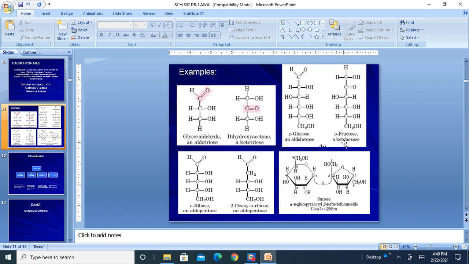Now, glucose is an aldohexose. That's 6 carbons, and it mostly exists in the aldehyde form. The ribose sugars, as well as the 2-deoxyribose that we find in ribonucleic acid, RNA, and deoxyribonucleic acid, DNA, are 5 carbon sugars, and they differ in the absence of an oxygen on carbon 2 of the ribose to give 2-deoxy-D-ribose. They are aldopentoses in the sense that they are 5 carbon sugars with aldehyde groups.